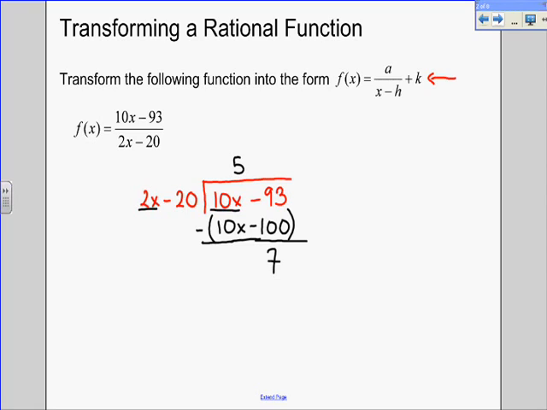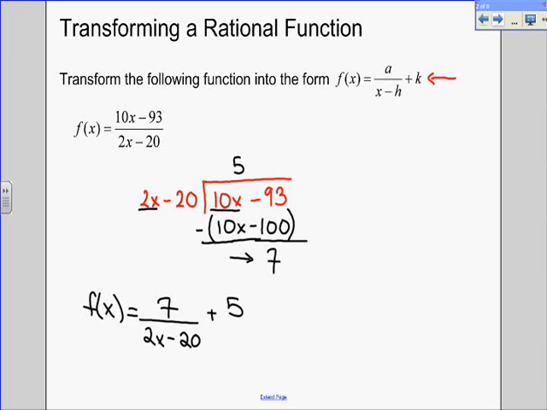So what does that mean for our function? Well, it means that whenever I divide the denominator into the numerator, I end up with this remainder of 7. So it doesn't go completely. So I have this f of x is equal to 7 left over 2x minus 20. And then I actually did have them divide into each other perfectly for 5. So I have 7, my remainder, over 2x minus 20, plus 5, because it divided in evenly 5 times.